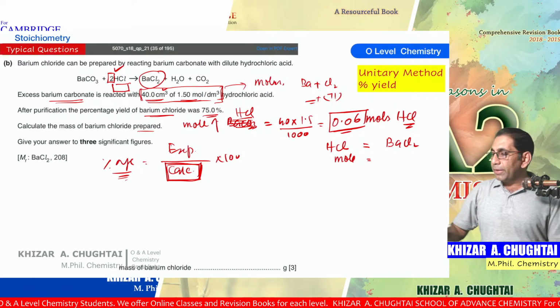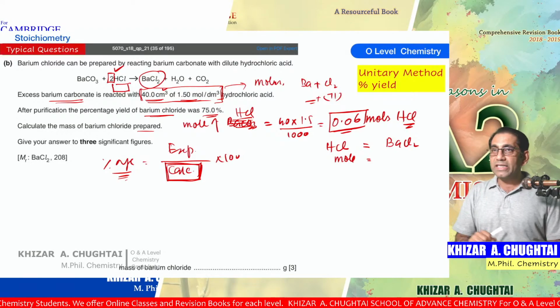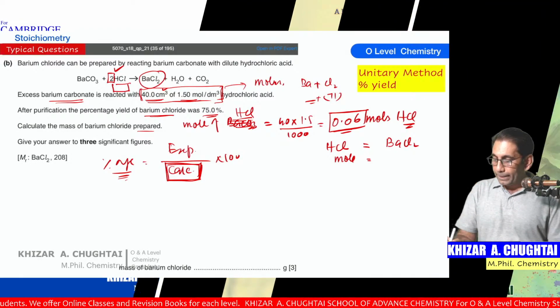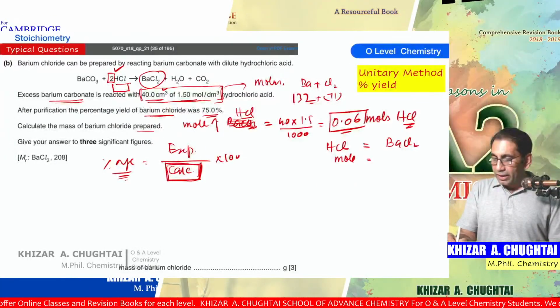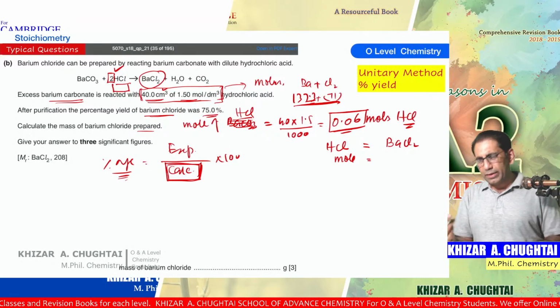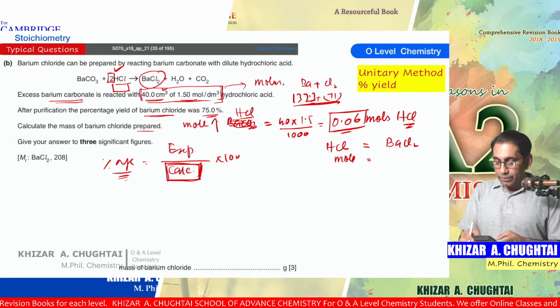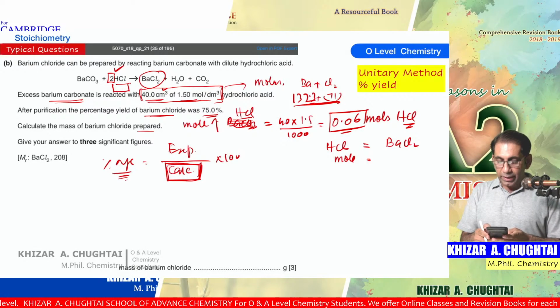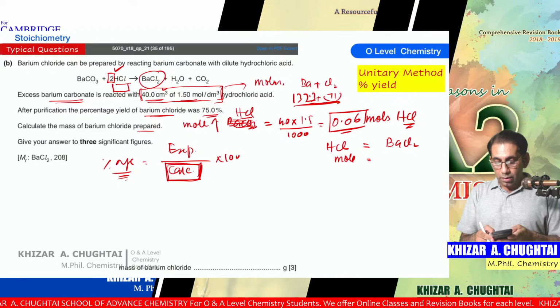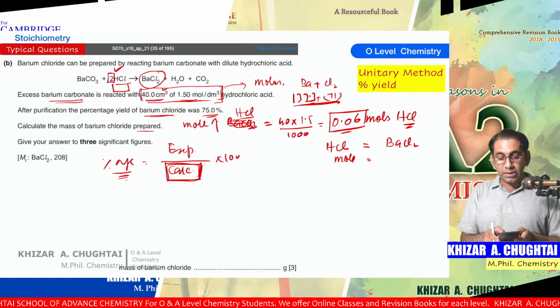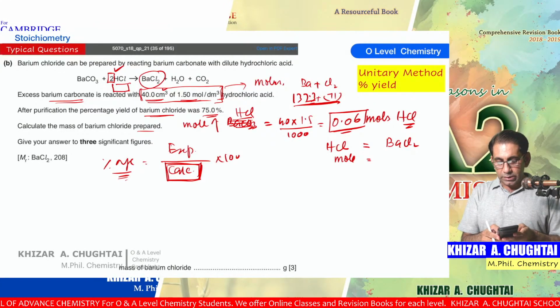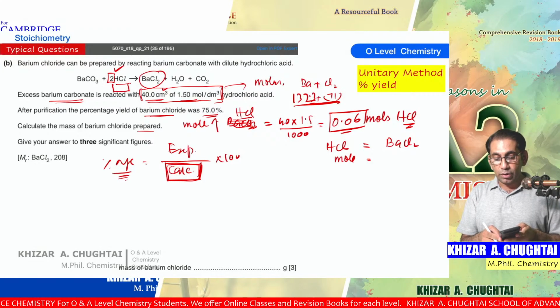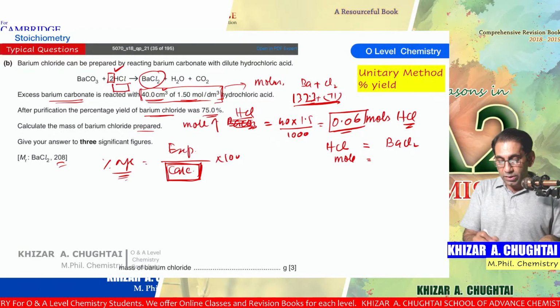The Ar of the barium is equal to 137.3. So 137.3, or 137 you can say, plus 71. 137 plus 71, that is equal to 208, and it's given already.